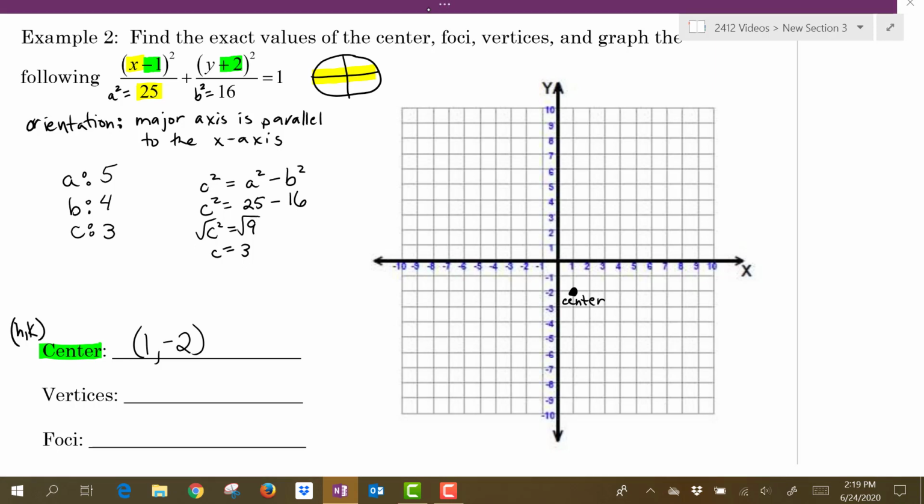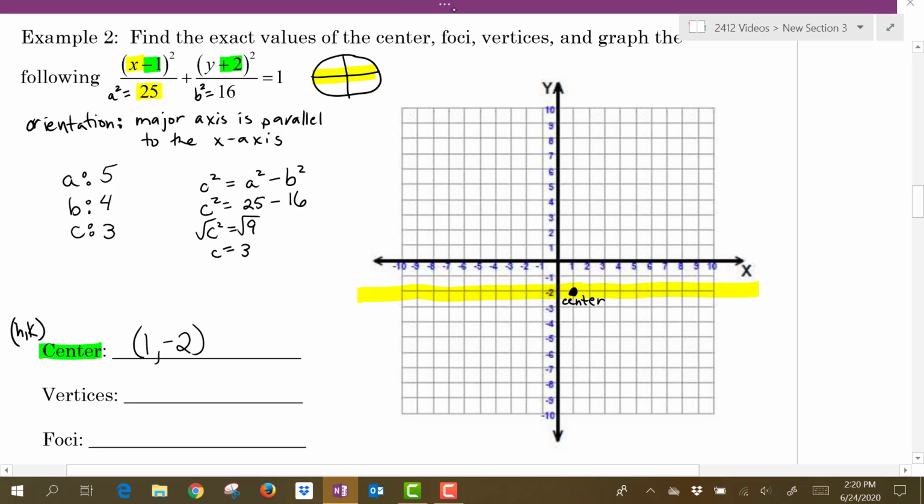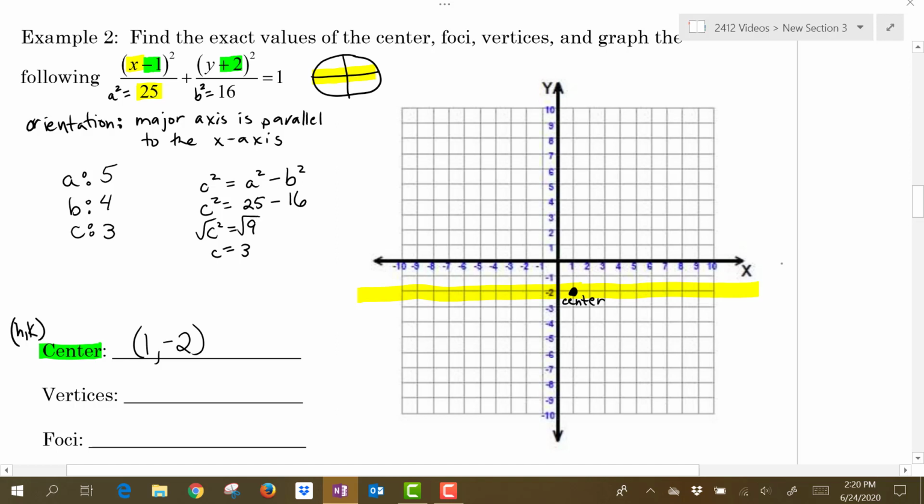Alright, and we decided that we had a horizontal major axis. So I'm going to just draw a line that is horizontal, just to remind ourselves that everything that we care about is really going to fall along this horizontal line. Okay, so when we plot the vertices, that deals with A. We're going to go to the right 5 units. That's what A is. So 1, 2, 3, 4, 5.